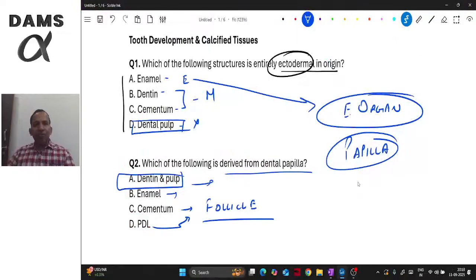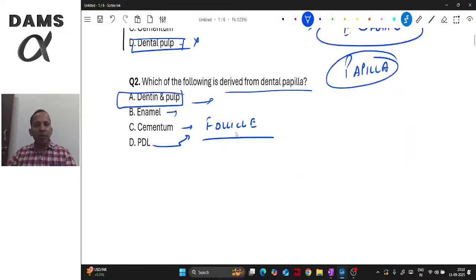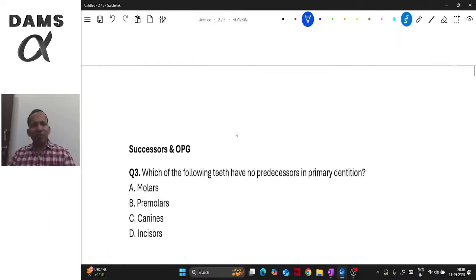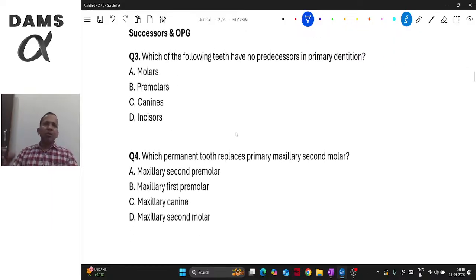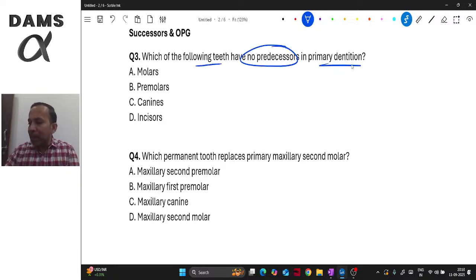So again, I have some similar questions, just variations of this question, right? Based on the concept of successors and that OPG that we just saw: which of the following teeth have no predecessors in primary dentition? It is the same question, but the language is changed. Which of the following is a non-successor tooth? Or which tooth will not replace any primary tooth, isn't it?